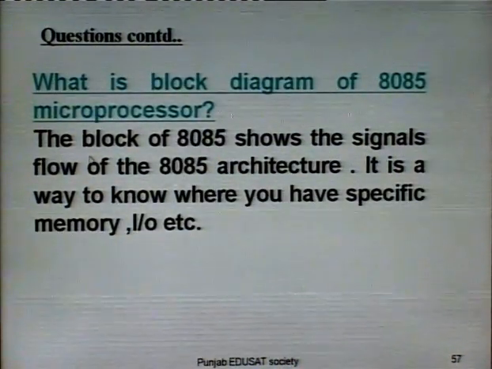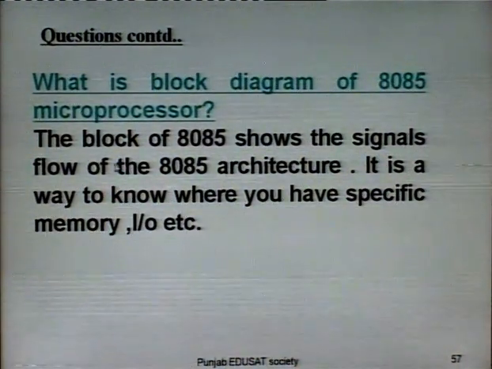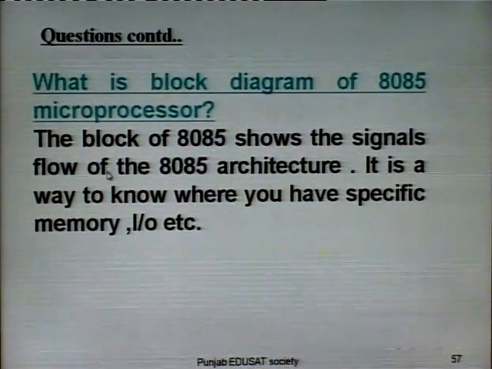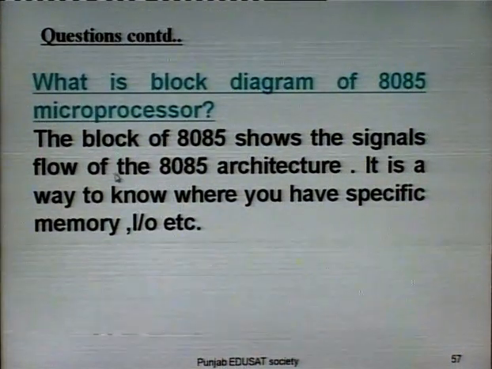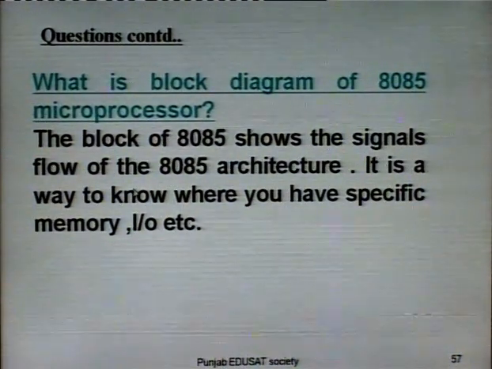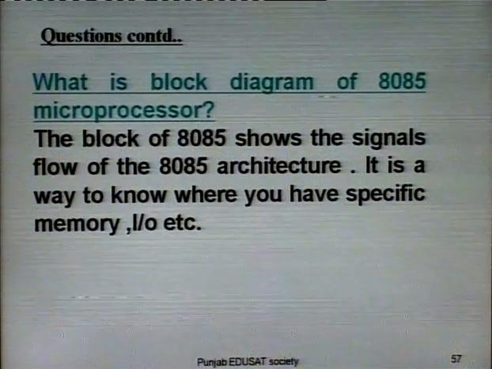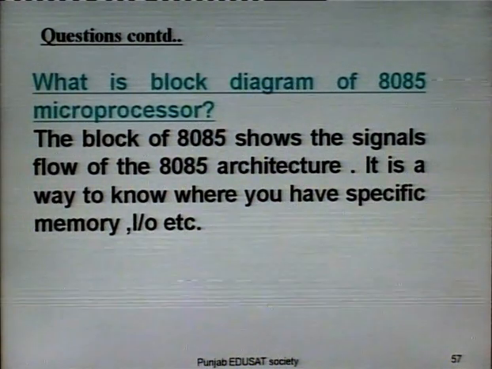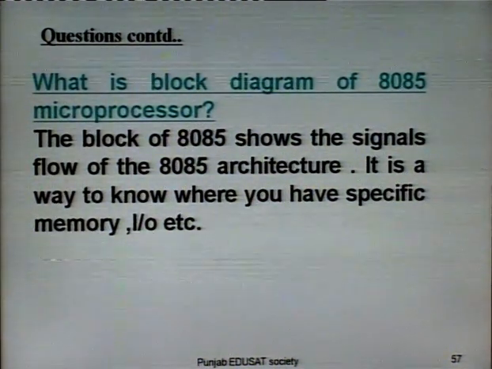What is the block diagram of the 8085 microprocessor? The block diagram of the 8085 shows the signal flow of the 8085 architecture. It is a way to know where you have specific memory, input output, etc.